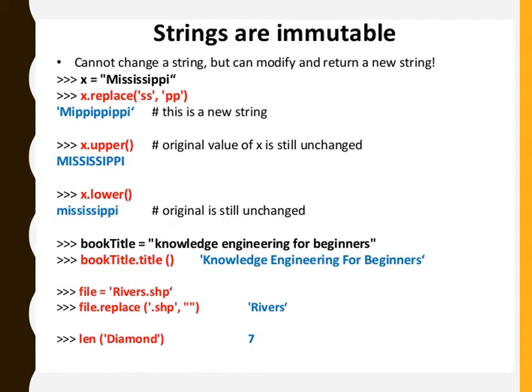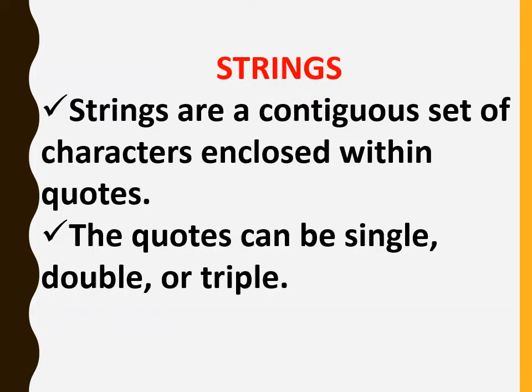And you can see book title is equal to knowledge engineering for beginners. So if we use the title function of strings, it will convert every first letter of the word to uppercase. Len function is used to give you the length of the string. Strings are a contiguous set of characters enclosed within a quote. The quotes can be single, double or triple.